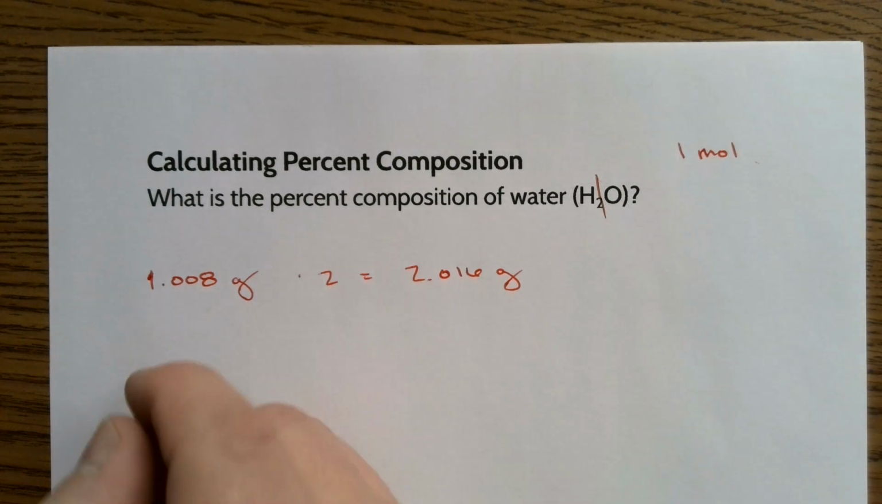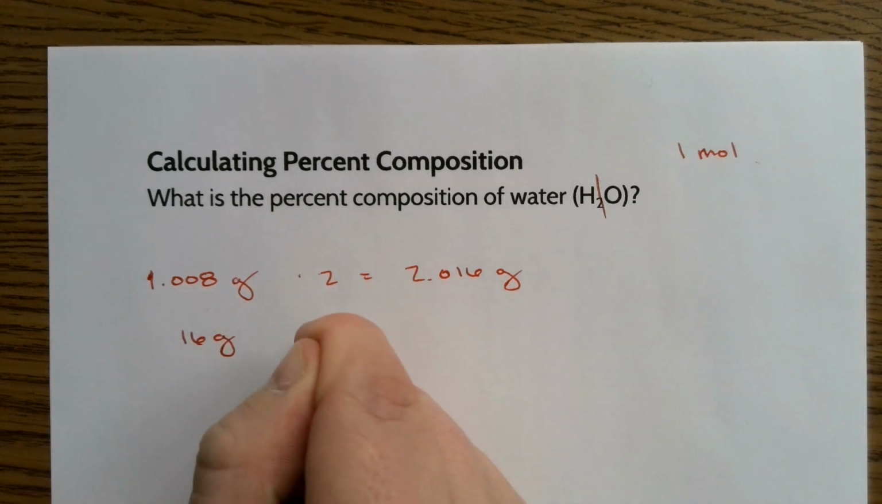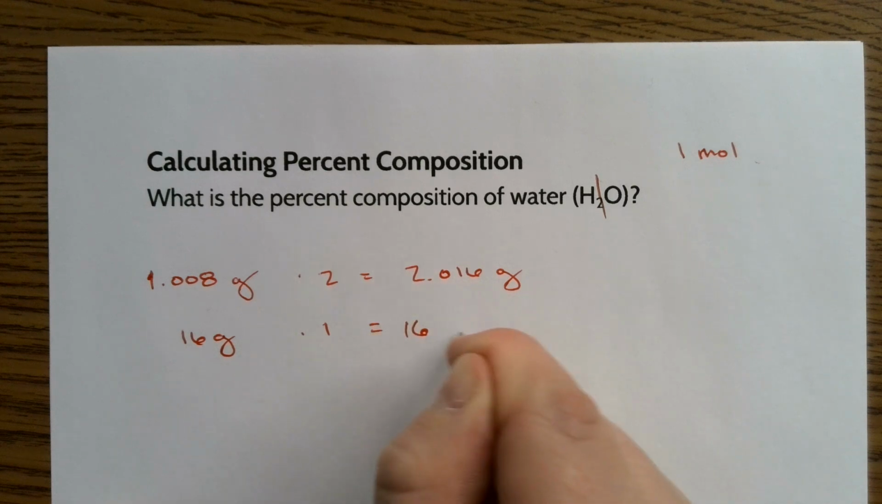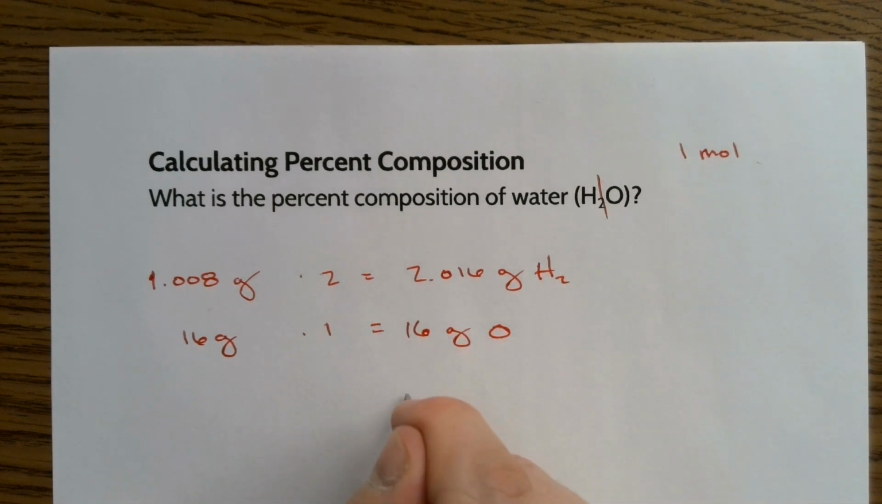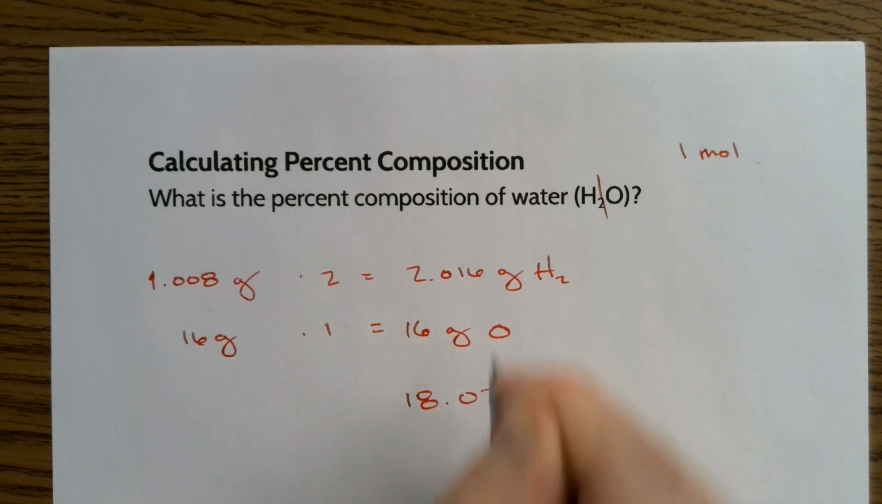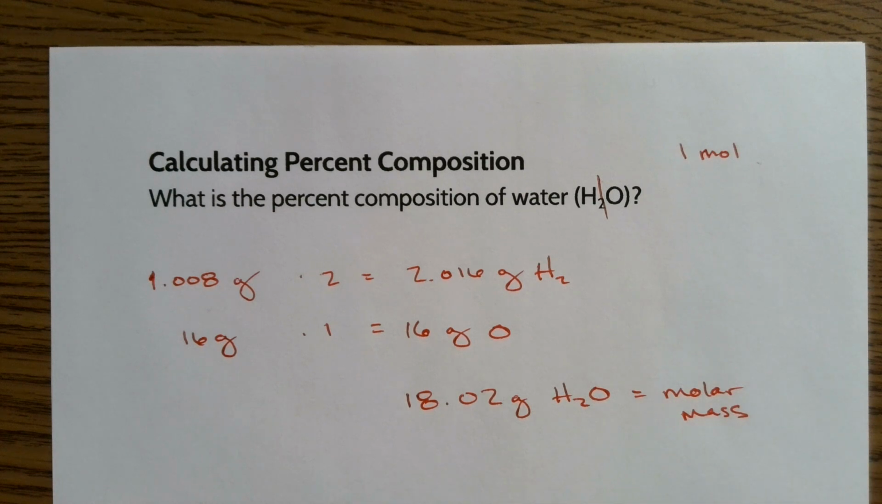And then we're going to have our oxygen. There's only 1 of them, so I'll just write 16 grams, times 1, and that gives us 16 grams of oxygen. Now, if I add this together, it gets me 18.02 grams, I'll round this up, of H2O. This is equal to the molar mass of H2O. So if I added up my 2 hydrogens and my oxygen, that gets me 18.02 grams of water, and that's if I have 1 mole of it.